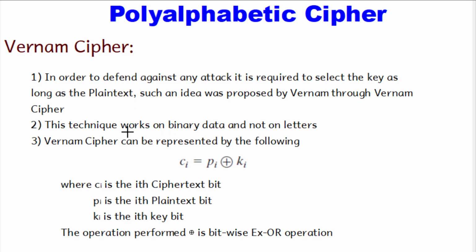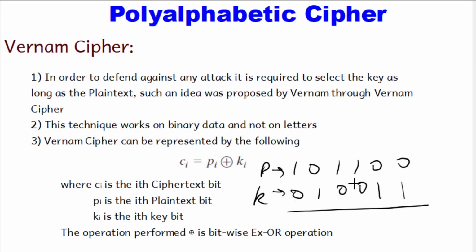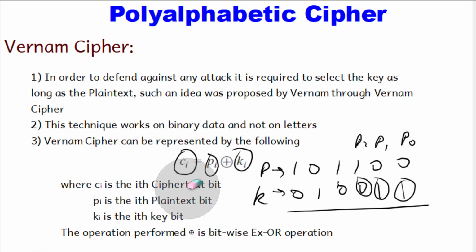Okay, now this technique works for binary data, and it is not for letters. Now this is what we have: the ciphertext C_i is P_i XOR K_i. So here the XOR operation is used. Suppose we have the plain text 1 0 1 1 0 0, and suppose the key is 0 1 0 0 1 1. So we do the XOR operation. This is P0, P1, P2, 3, 4, 5, and this is K0, K1, K2, K3. Therefore it is treated as C_i equals P_i XOR K_i. So that is the corresponding bit.